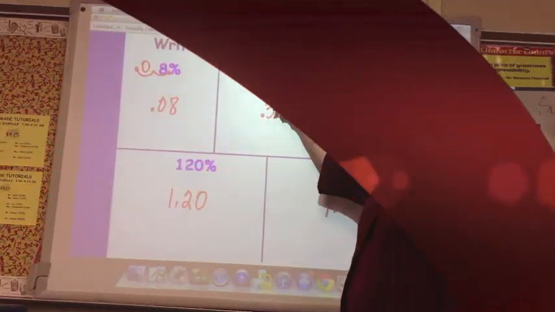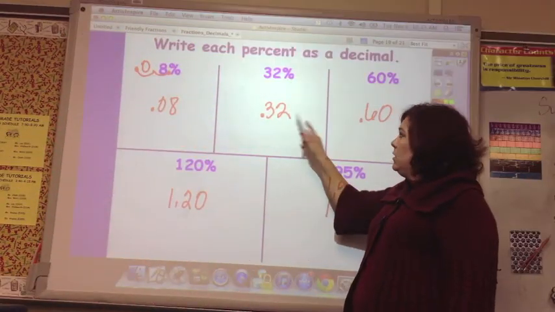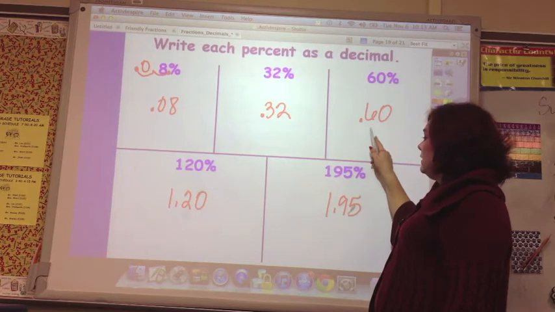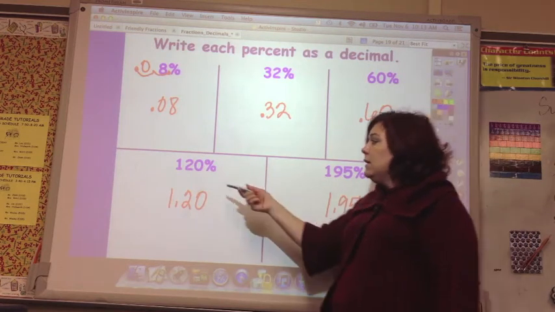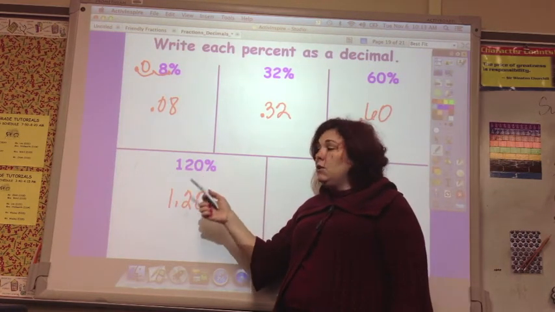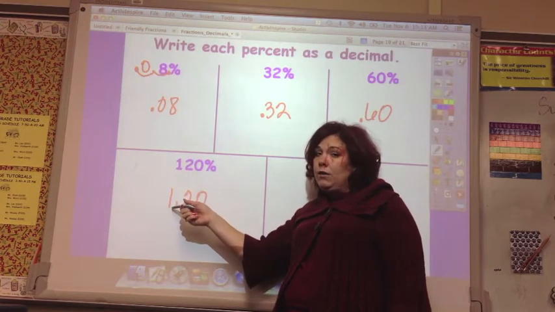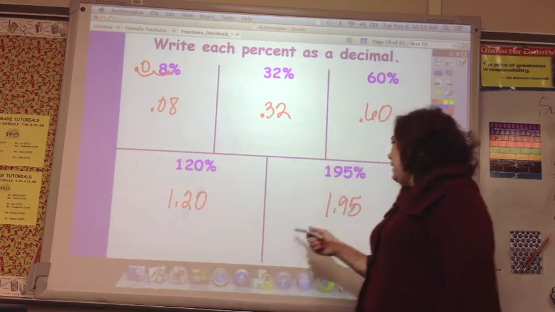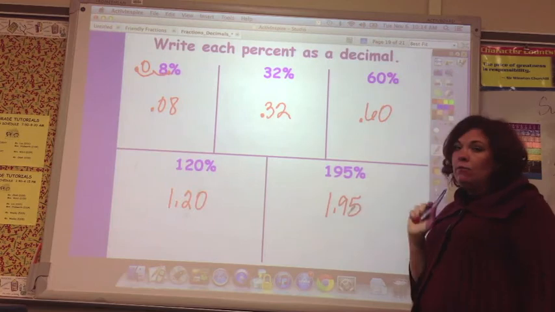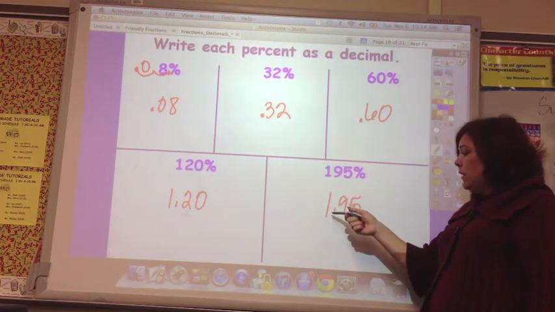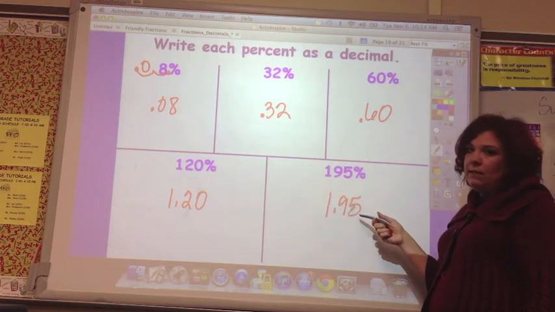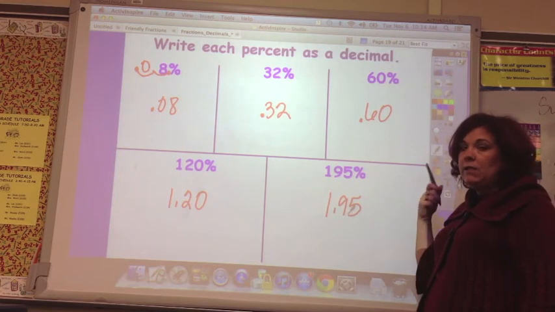32% is like 32 cents and 60% is like 60 cents. This is greater than 100%, so you have a whole number. So this is like $1.20. And this is greater than 100%, so it's $1.95. Okay, so 100% would be 1.